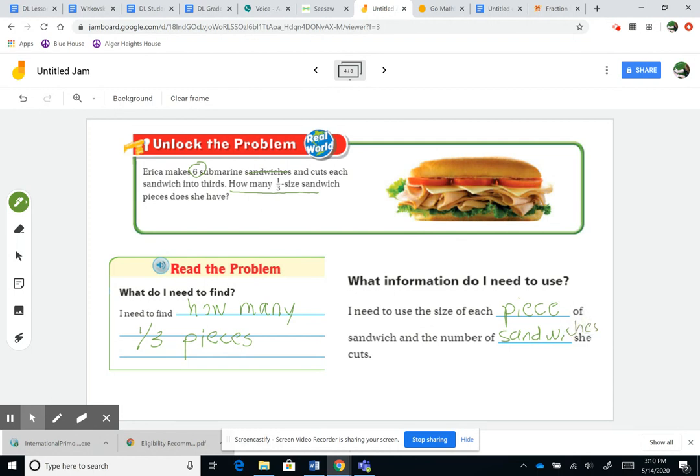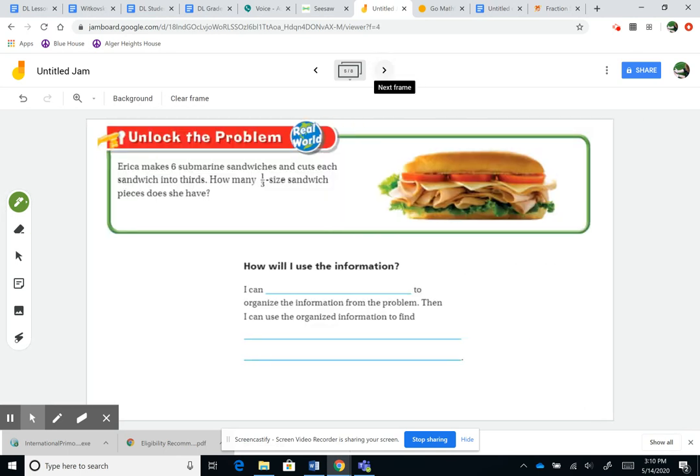Okay, so we're looking at these sandwiches, and boy, that looks delicious. Maybe I should go fix myself some lunch. All right, Erica makes 6 submarine sandwiches, and she cuts each sandwich into thirds. How many 1/3 size sandwich pieces does she have?